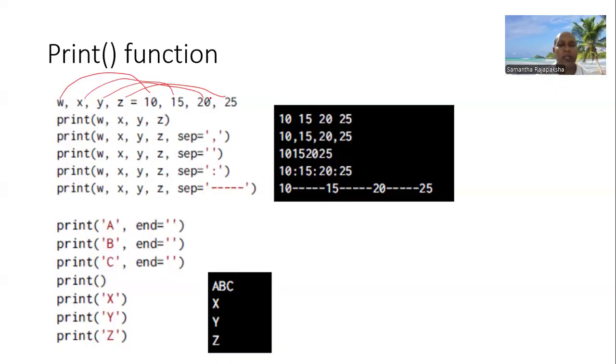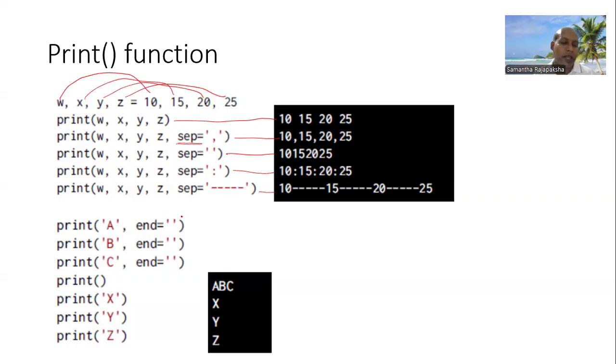Remember, as I mentioned yesterday, in Python everything is in simple letters except True, False, None, which start with capital letters. So this print function will display the values like this. Now sep is the separator. Here you separate by comma, that's why the output is separated by comma. Here separated by nothing. Here separated by colon. Here separated by dashes. That is the print function, where you can display the values however you like.